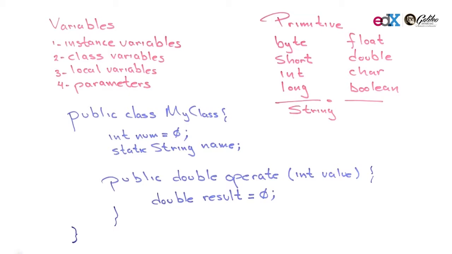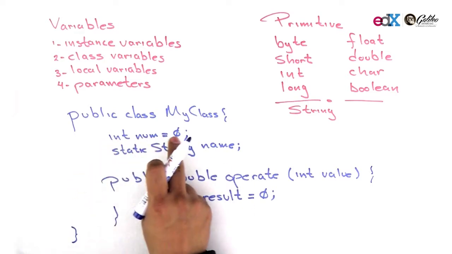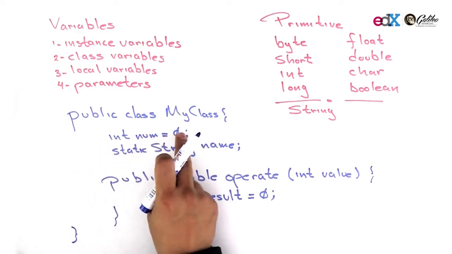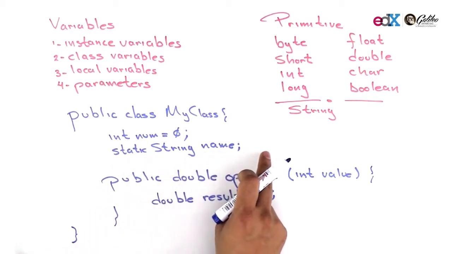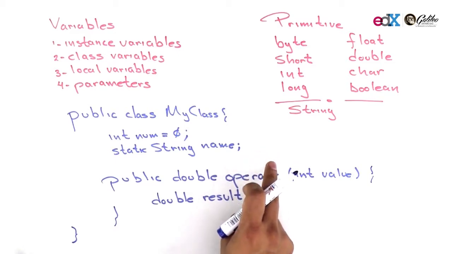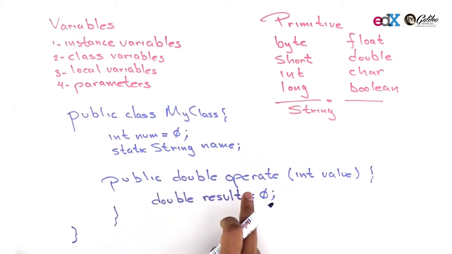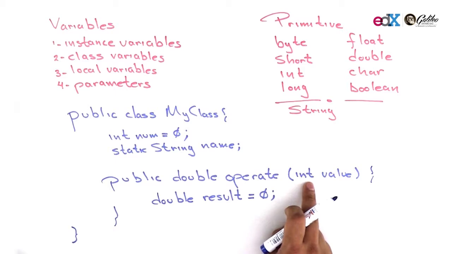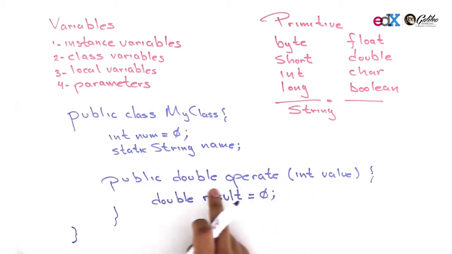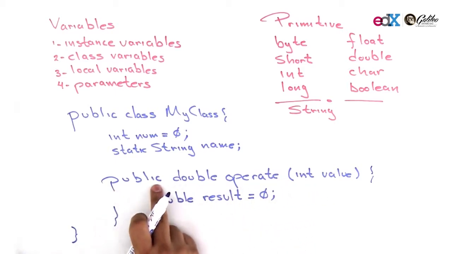Okay, then we have the 4 types of variables. The first one, instance variable, the int num equals 0. The second one, the static string name, has no initial value. Then it will be null when the object is instantiated. The third, the local variable double result, and the parameter value, this type is int in the method operate. That returns a double and is public.